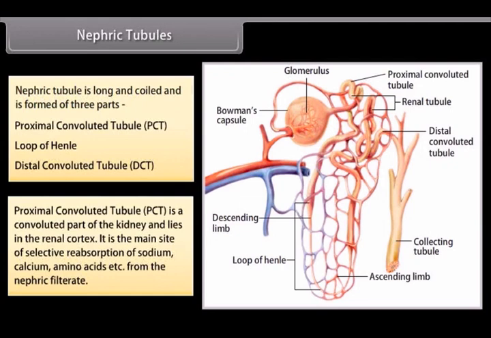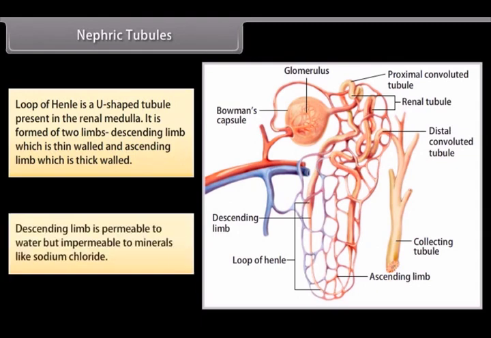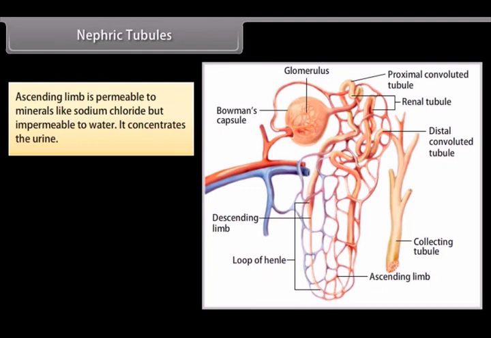from the nephric filtrate. Loop of Henle is a U-shaped tubule present in the renal medulla. It is formed of two limbs, descending limb which is thin-walled and ascending limb which is thick-walled. Descending limb is permeable to water but impermeable to minerals like sodium chloride. Ascending limb is permeable to minerals like sodium chloride but impermeable to water. It concentrates the urine.